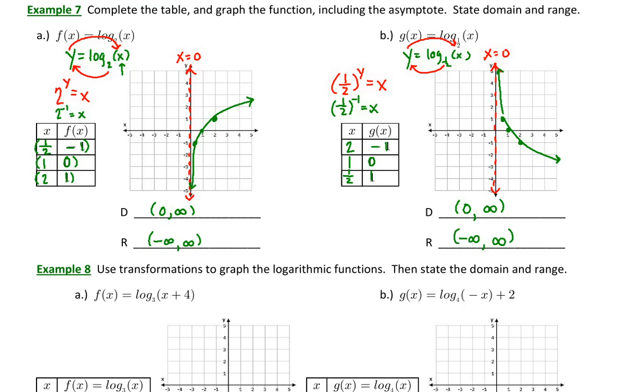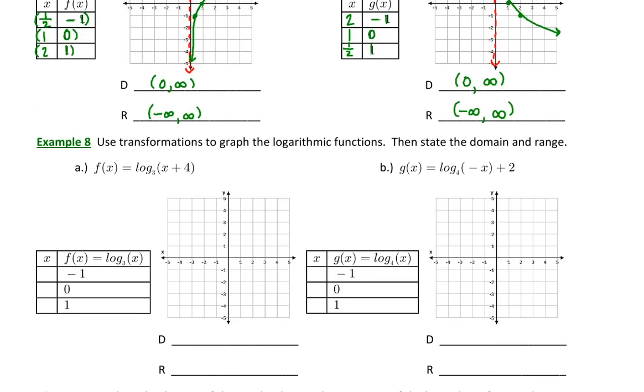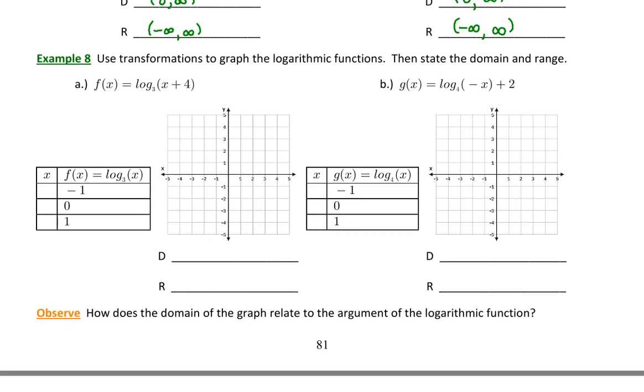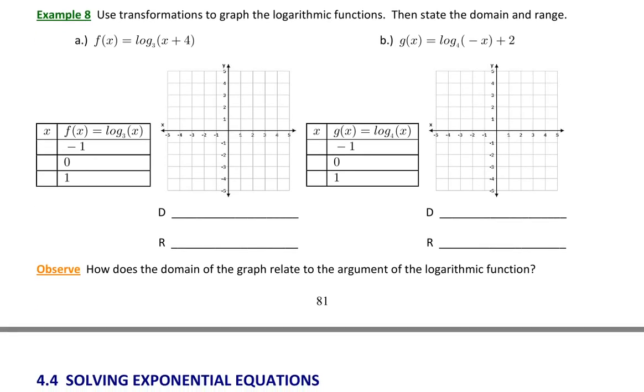Now, you know what's coming, right? Once you have a new parent function, you can then execute transformations. So let's give that a try on example 8. Use transformations to graph the logarithmic function. So we're going to approach this very similarly, but we need to start with a parent function. The parent function for log base 3 of (x + 4) would simply be log base 3 of x.